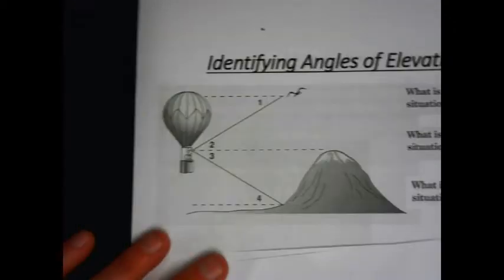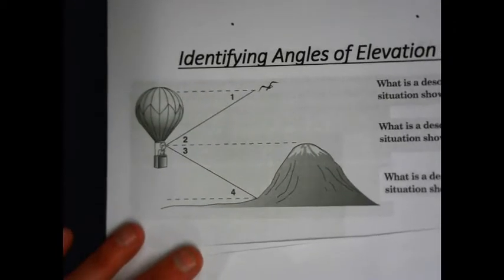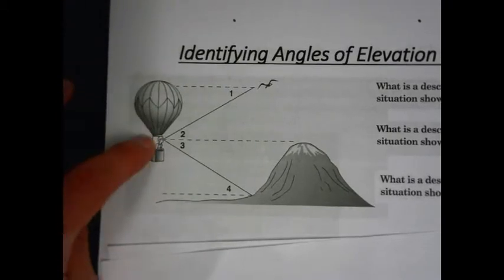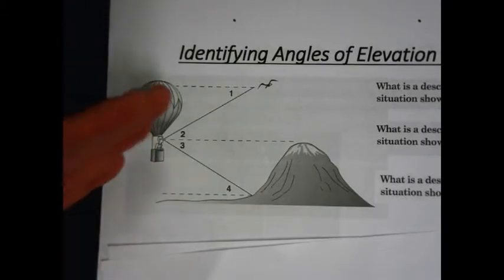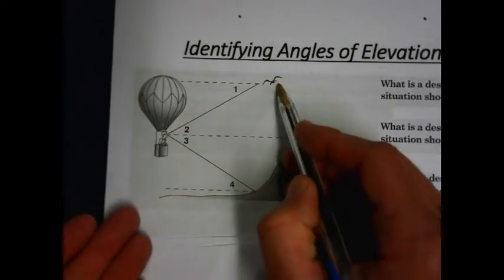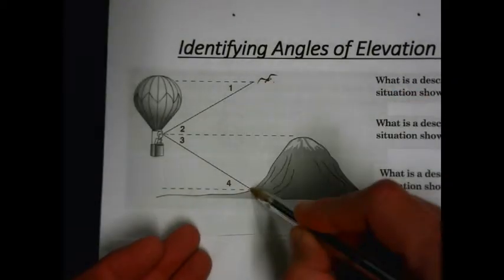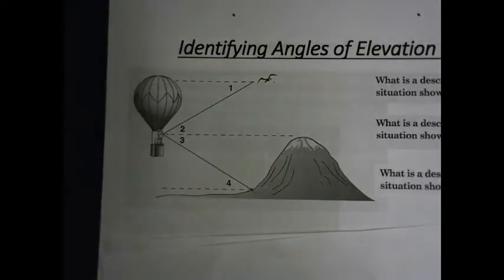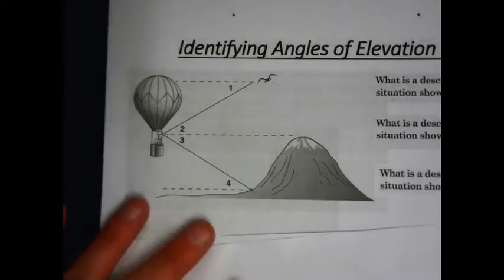So here we have a diagram of a lot of things happening. We have, of course, a hot air balloon, a person in the hot air balloon, a person looking at two things. The person can look at the bird in the sky, and the person can look at the base of the hill. Okay, so the person is looking at two things. So we have a lot of relationships here with angle of elevation and of depression.